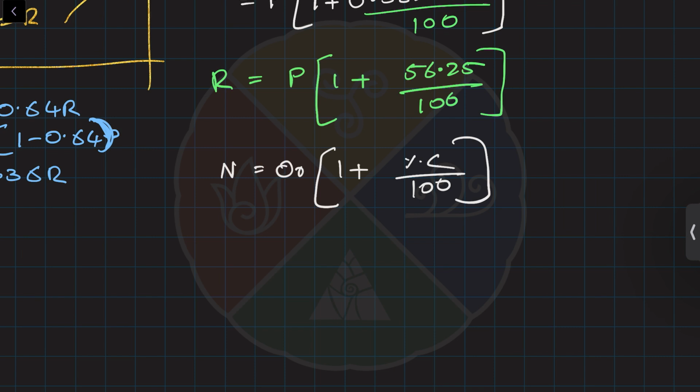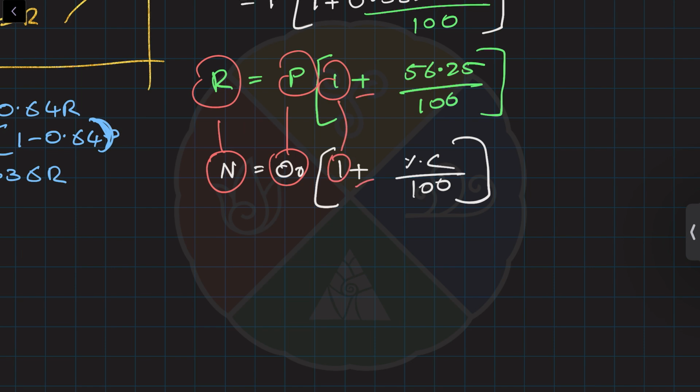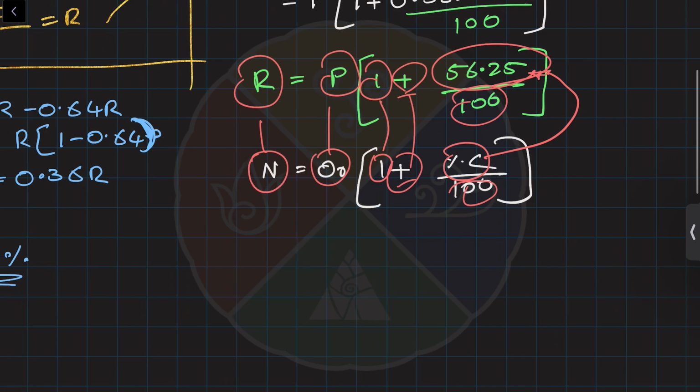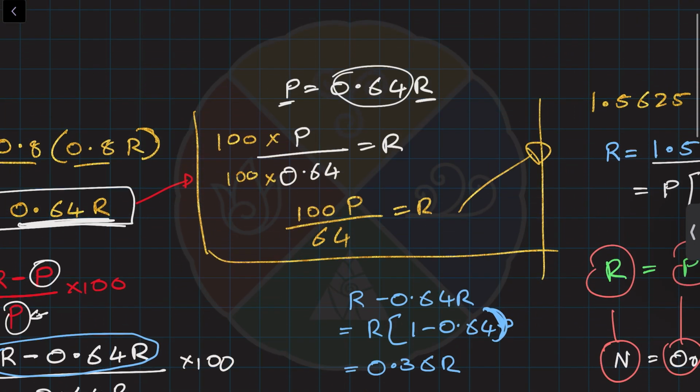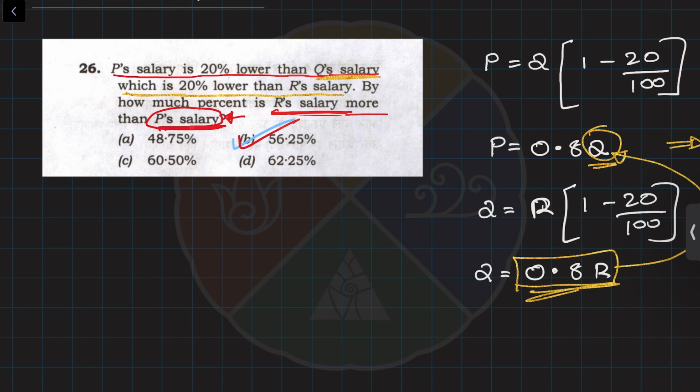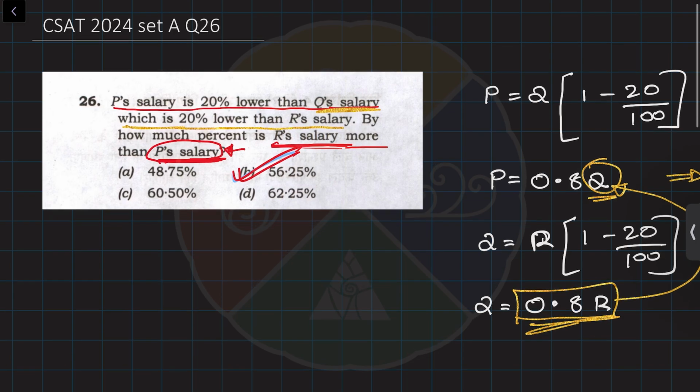If you check, you can see R is the new value, P is the base value, 1 is actually given, plus and plus is there. That basically means increase is there, 100 is there. That basically means the change is 56.25. You can do it in this way also. The last step, both ways have their own issues and their own benefits. You can follow whatever method you want. Anyway, it's actually an easy problem. Answer is option B.